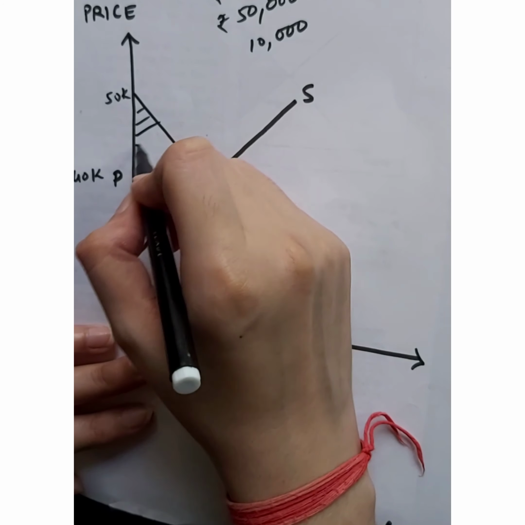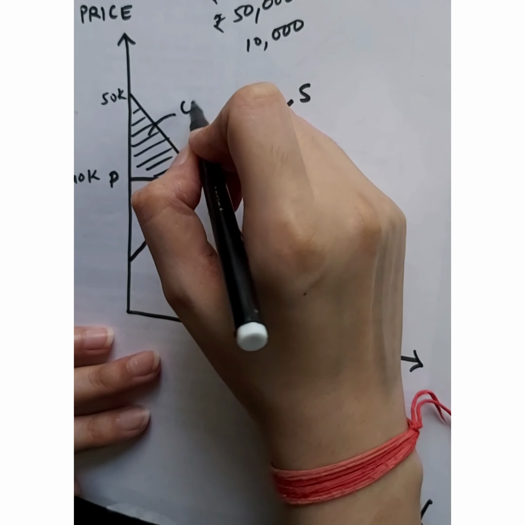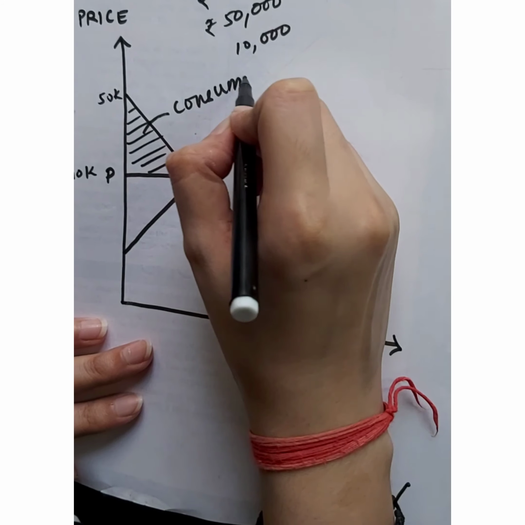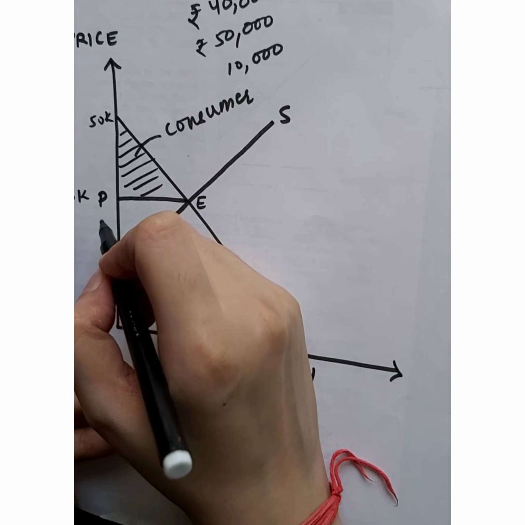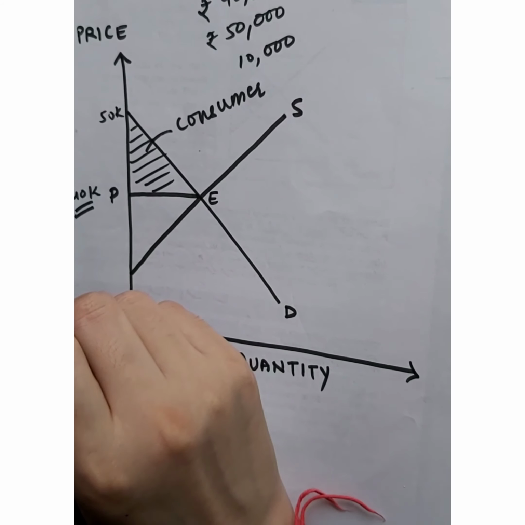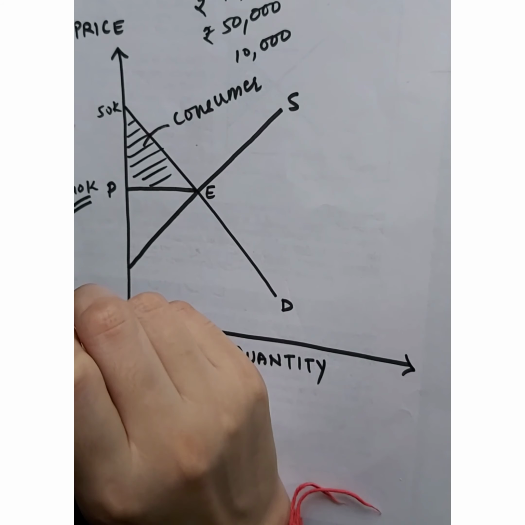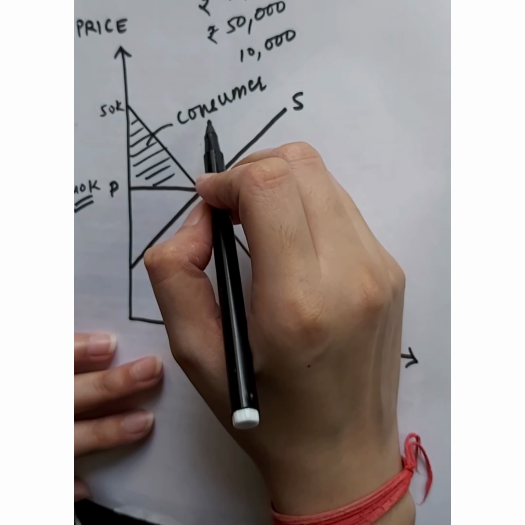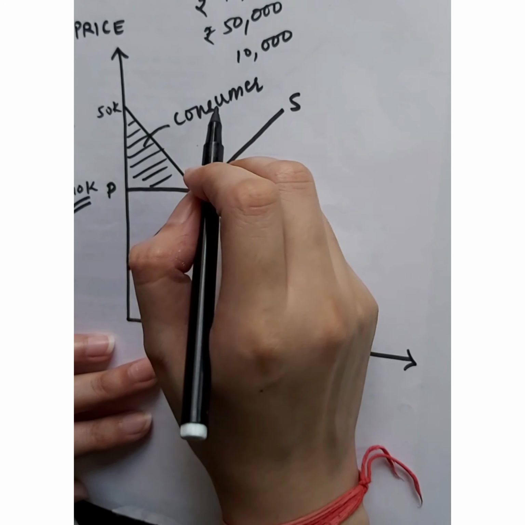So this is my consumer surplus, because these 10,000 rupees I do not have to pay, since at the end I'll have to pay only 40,000 rupees, which results in my consumer surplus, which is also known as consumer satisfaction.